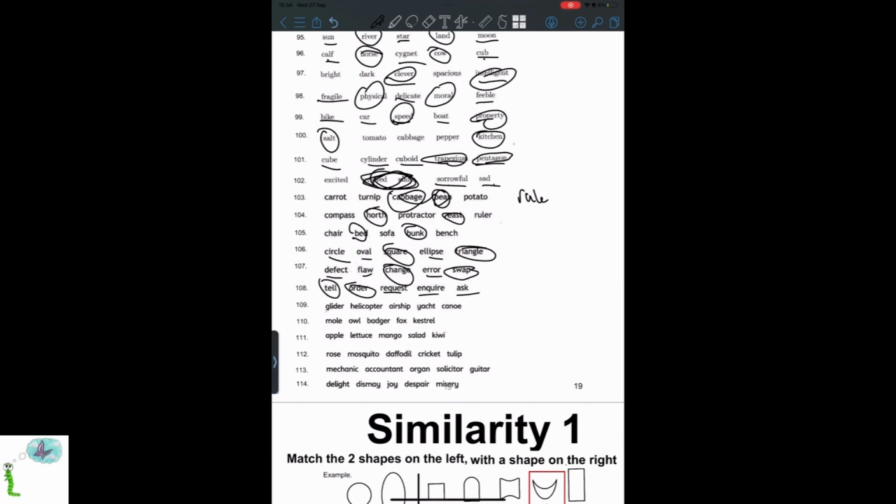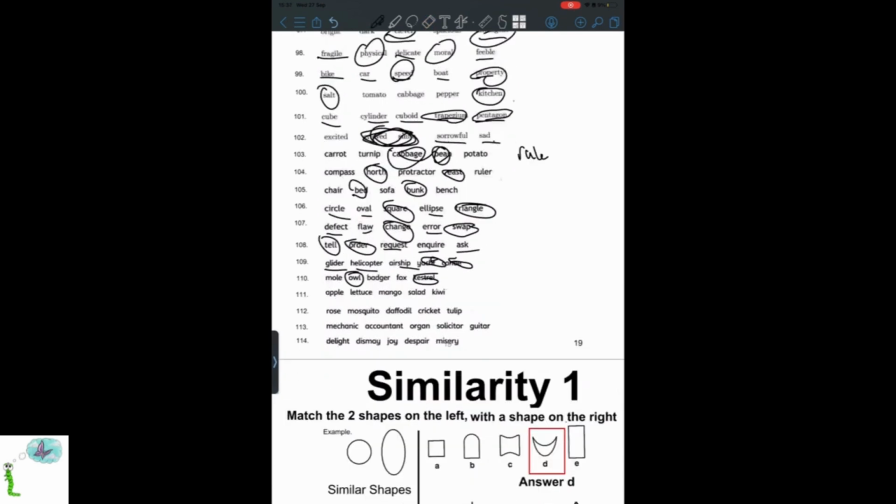Glider, helicopter, airship, yacht, canoe. So these three are in the air, and these two are not. So that's going to be the rule. Mole, owl, badger, fox, kestrel. Kestrel is something that's flying. So these two, it's a bird, right? So these two are going to be the odd two out, because they're both flying. The rest are just on ground.